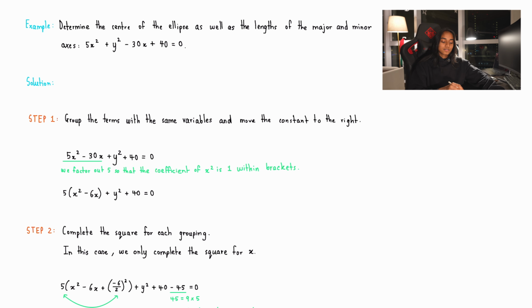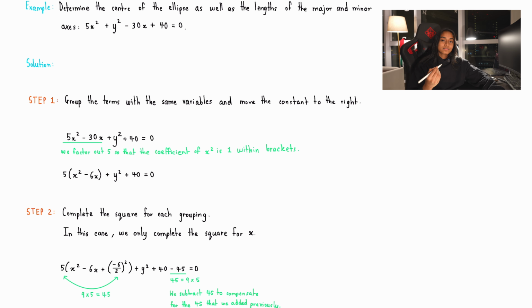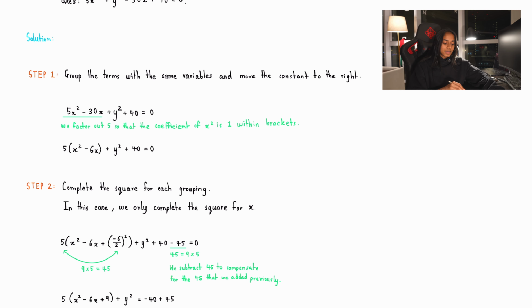So in this case, the center and these lengths. We're going to follow these steps to do so. The first step is to group the terms with the same variables and move the constant to the right. Now we see that we have to factor out 5 so that the coefficient of x squared is 1 within the brackets.